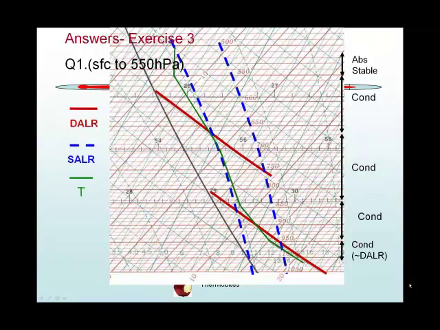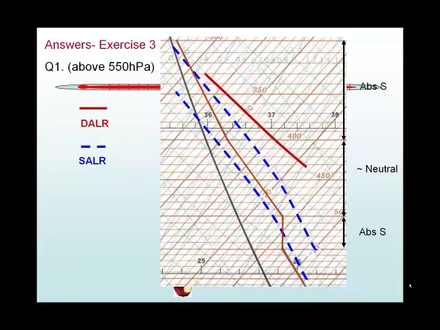Again, for the second layer and the third layer, there's conditional instability, and indeed the fourth layer. It's not until we get to the fifth layer that we see that it's absolutely stable, because parcels of air moving along that blue saturated adiabat become cooler than the environment. For the upper part of the atmosphere, we see an absolutely stable layer, and then an approximately neutrally stable layer, where the temperature lapse rate is about that of a saturated adiabat. Finally, the top of the atmosphere here is absolutely stable.